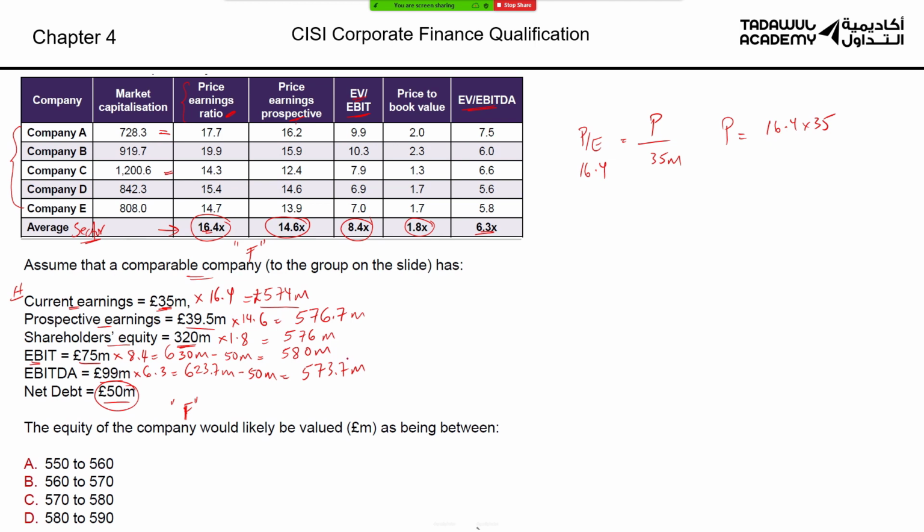So we will note that 573 is the lowest valuation and the highest one is 580. So which one is the closest? 550? No, this is very far. 560, no. 560 to 570, no. 570 to 580, yeah. Because according to this, it's between 573 and 580. So this is the closest answer. So we have now valued company F using comparables.